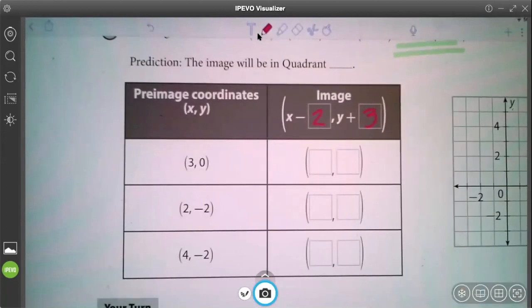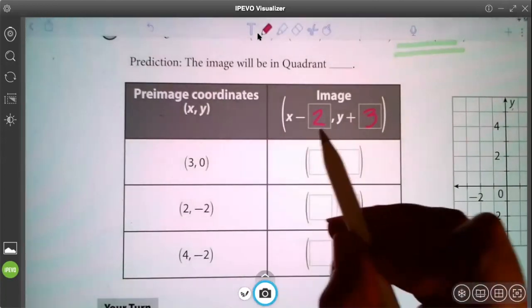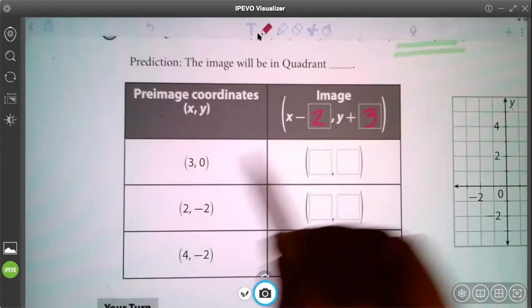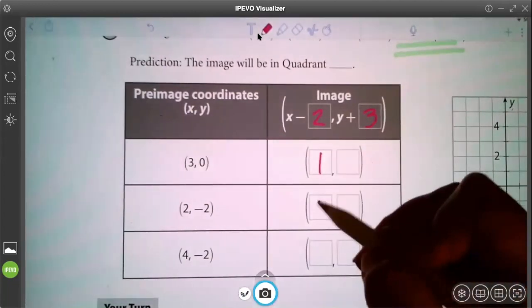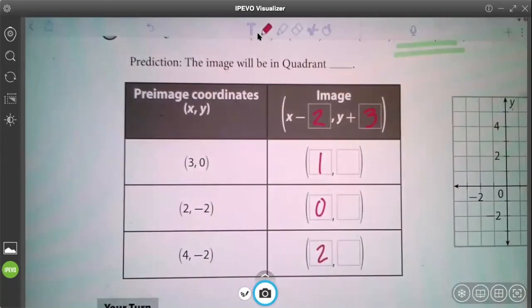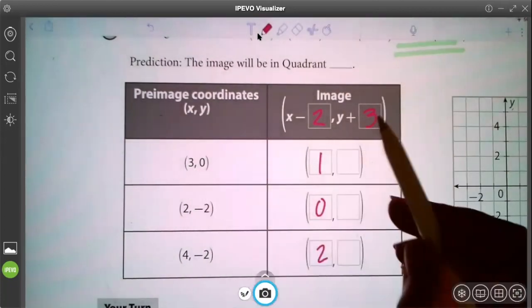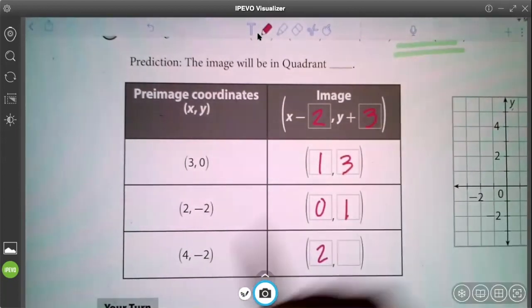And now we can start filling in our chart. I personally like to do all the X's and then all the Y's, rather than switching back and forth between -2 plus 3, -2 plus 3, -2 plus 3. So I'm just going to go do all of my X's, and I'm going to subtract 2 from every one of them. So 3 minus 2 is 1, 2 minus 2 is 0, 4 minus 2 is 2. Then separately I go do my Y's. 0 plus 3 is 3, -2 plus 3 is 1, -2 plus 3 is again 1.